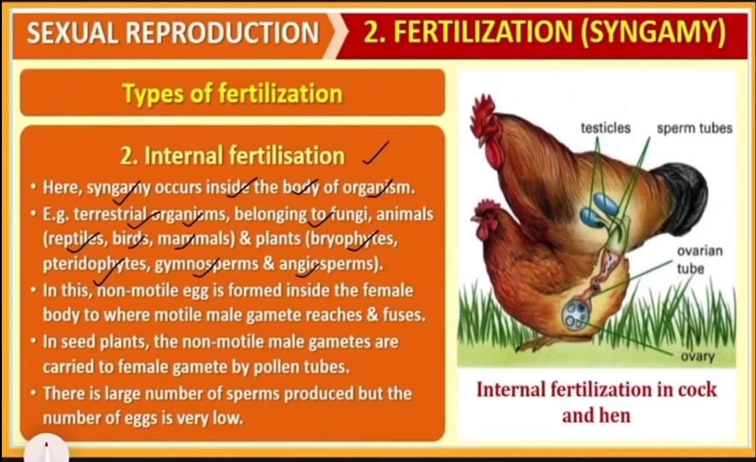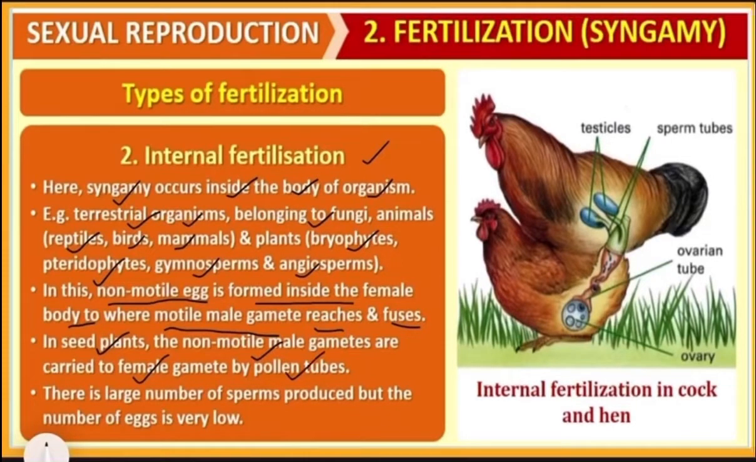In this, the non-motile egg, means the female gamete is non-motile, and it is formed inside the female body to where the motile male gamete reaches and fuses. So, the male gamete reaches the female gamete and fuses and forms the zygote. In seed plants, the non-motile male gametes are carried to the female gamete by the pollen tube.